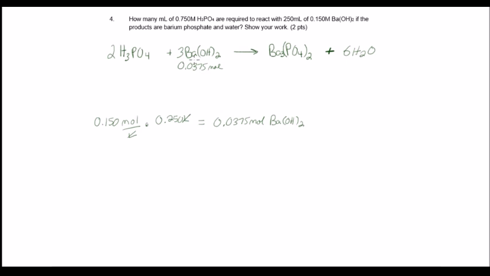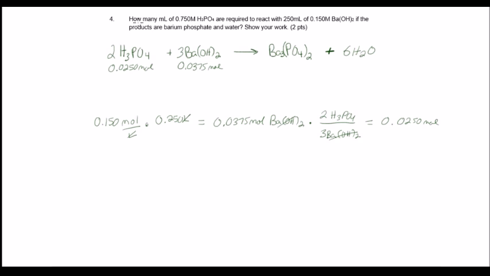And so how do I convert between these two? Well, the same way you do for any stoichiometry problem. I'm going to put my 2 H3PO4 on top, my 3 barium hydroxide on the bottom, so I cancel. And so that's going to give me times 2 divided by 3. It's going to give me 0.0250 moles.